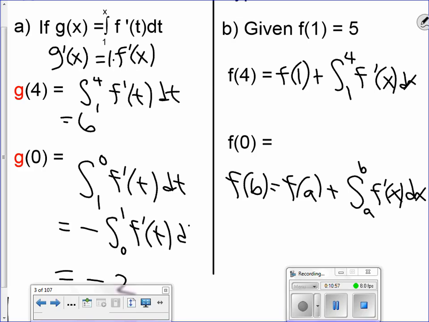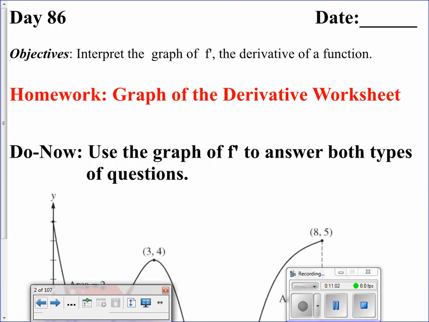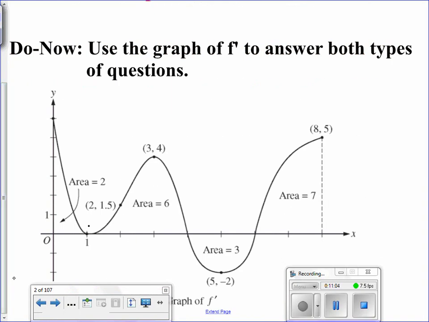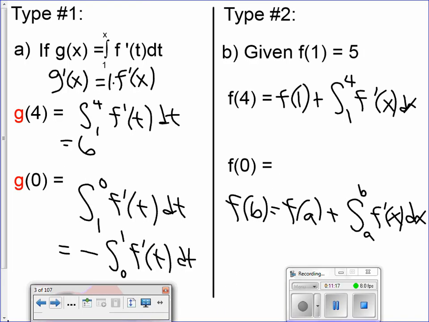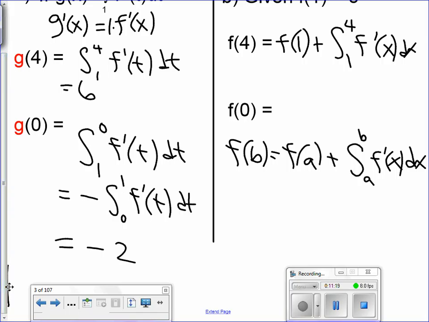Right, let's see what the definite integral from 0 to 1 is. We look back at the graph. From 0 to 1, what's the definite integral? 2, because area above is 2, area below is 0. So if the definite integral from 0 to 1 is 2, what's our answer? Because it was the opposite. Negative 2. Bam!